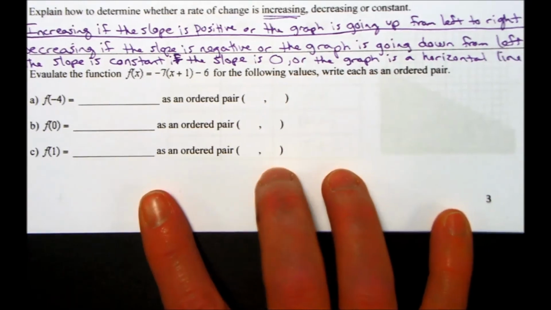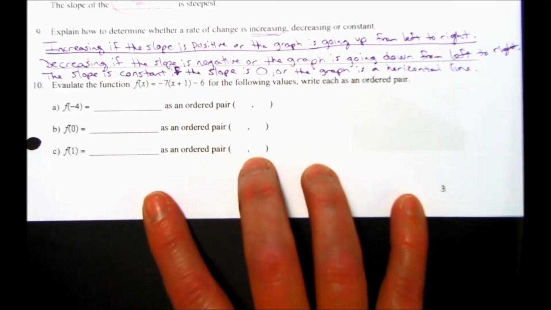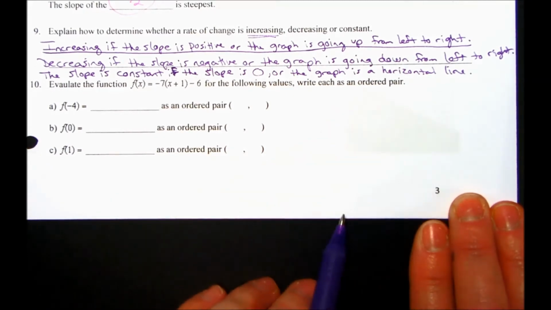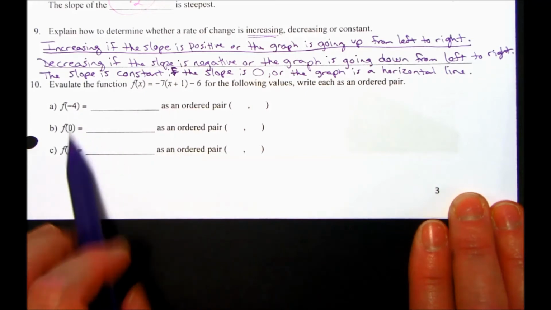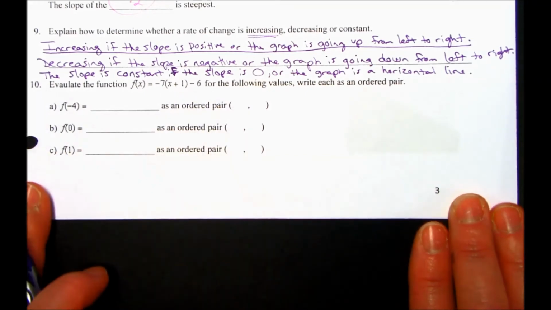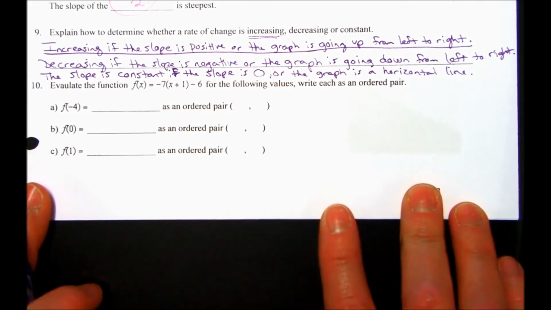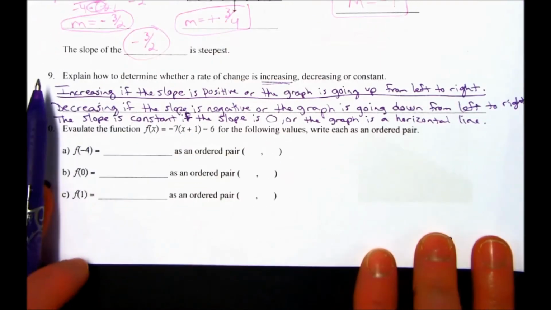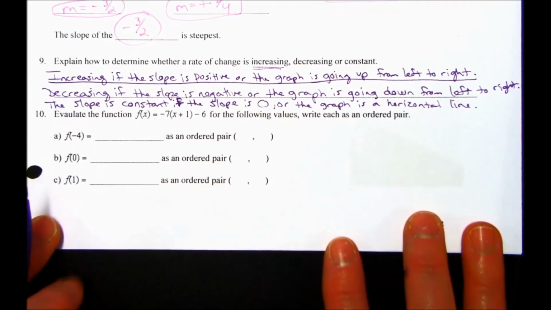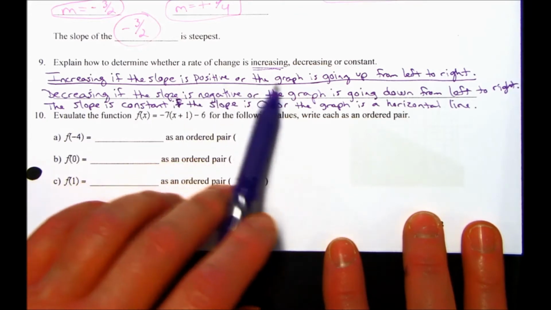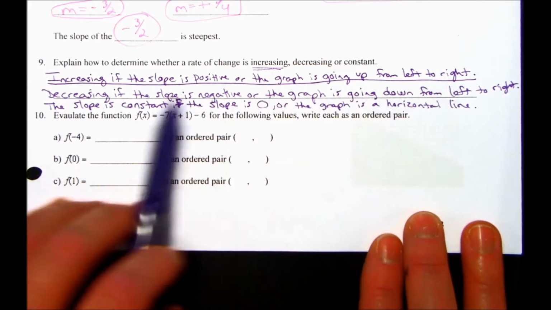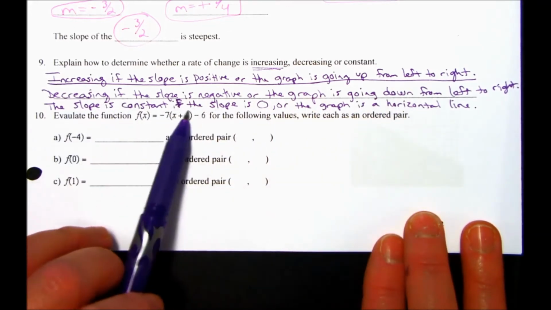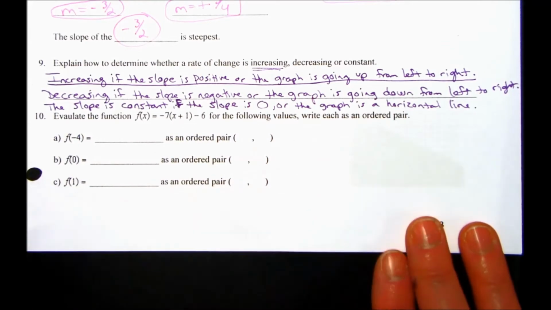All right, so there's a lot of information there. Hopefully you found some space. All of this space over here, we're probably not going to use a whole lot of it. Well, maybe we will, because we have to substitute these values in for x here, so we might need that space. You could use the space above here, we have a lot of space up here that you could include in that description. But again, it's increasing if the slope is positive or the graph of the line is going up from left to right, decreasing if the slope is negative or the graph is going down from left to right, and the slope is constant if the slope is 0 or the graph is a horizontal line.